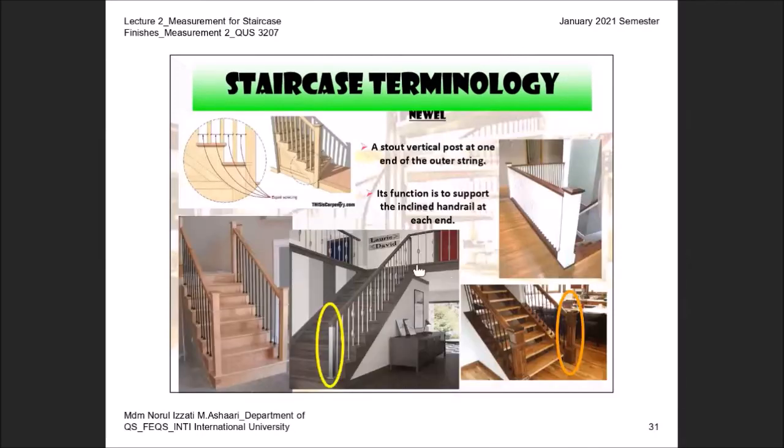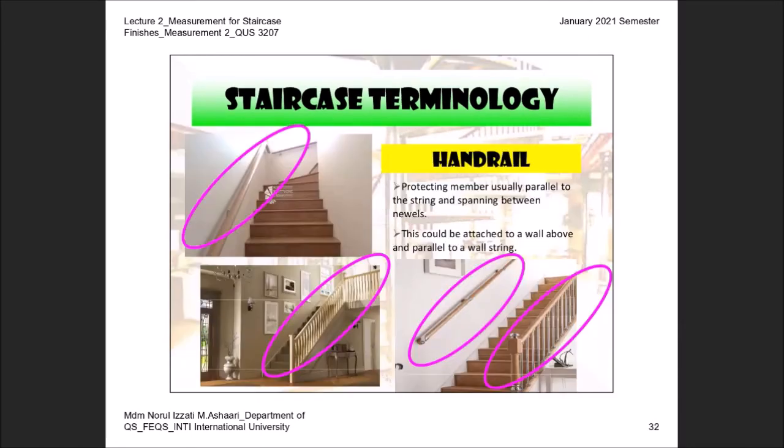Okay. Next one, in terms of the word newel, this is what I did mention at the entrance. Normally you can see the column at the entrance of the staircase in the bigger sizes. When they have bigger size, that is known as newel. Vertical post at the end and at the entrance of the string, or at the end or the entrance of the staircase itself, to support the inclined handrail at each end. At each end means at each entrance, either here or the last part. Okay, so that is newel post that you have to measure separately as well. We have to check the material as well, yeah.